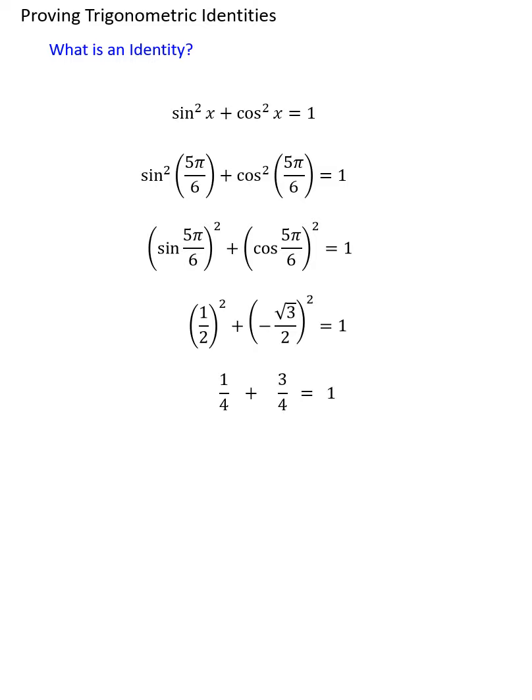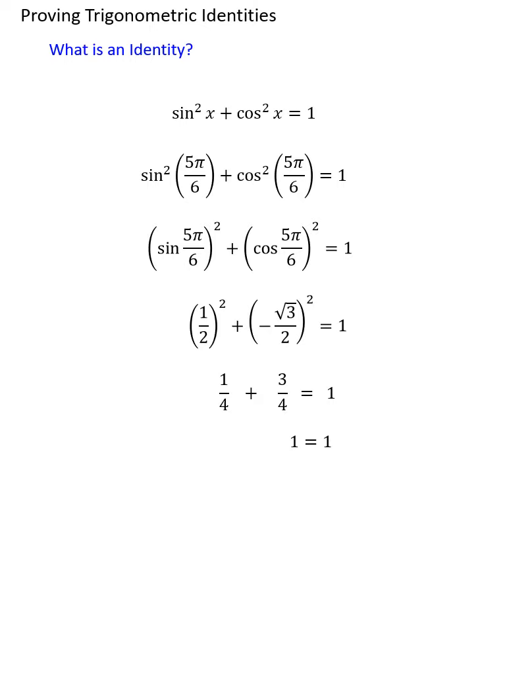Now, if I square these two fractions, and I didn't show the algebra here, but the important point is that if I square these fractions, I get a true statement. 1/4 plus 3/4 is 1. And so I've proved that this equation is true when x equals 5 pi over 6, but it turns out there is absolutely nothing special about 5 pi over 6. This equation is true for literally any value of x, and that is what makes it an identity.